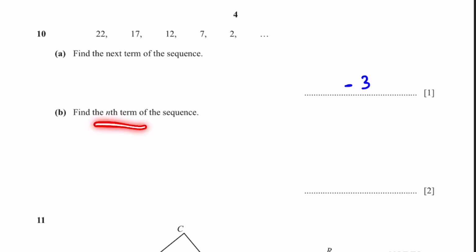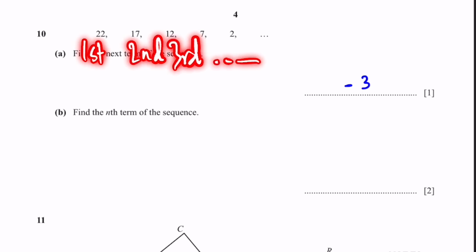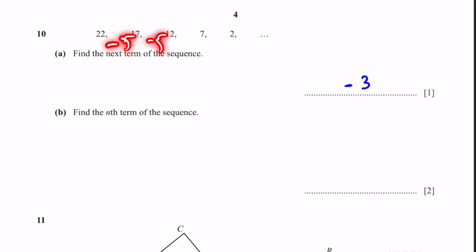B. Find the nth term of the sequence. So what do you mean by nth term? So n is a random whole number, which is not 0. Or in other words, a natural number. For example, the first, second, third, etc. So because we are subtracting 5, let's take the 5 table. First, we write down the sequence. Let's write the 5 table down.